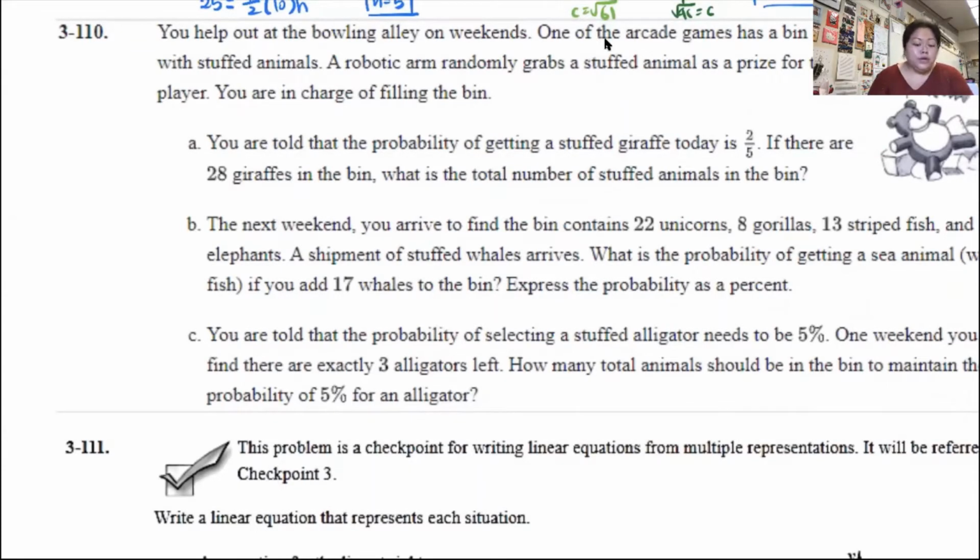Okay, so this is a ratio problem. You have the probability of 2 giraffes out of 5 total. I'm going to put a little G and a T there to remind you 2 is for the giraffe, 5 is the total. Now I want to put 28 giraffes in there. How many total do I have? So that's the T you're looking for. I can cross multiply, or I can do my multiplication. Up to you. I'm going to stick with the multiplication. 2 times 14 gives me the 28. So 5 times 14 as well will give me 70.